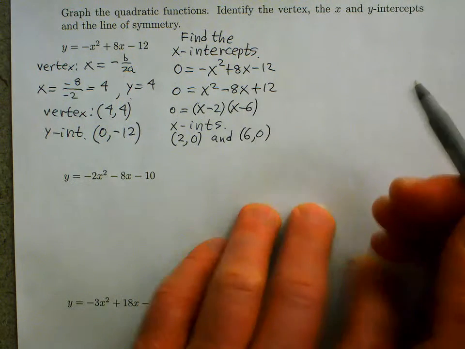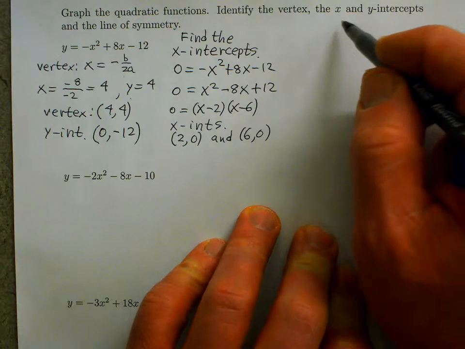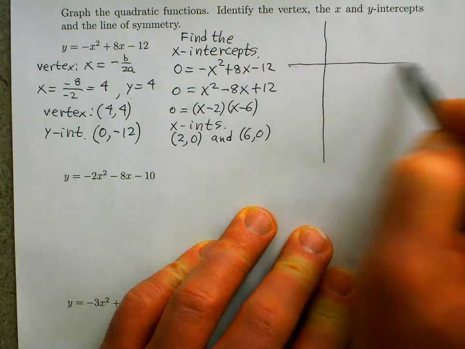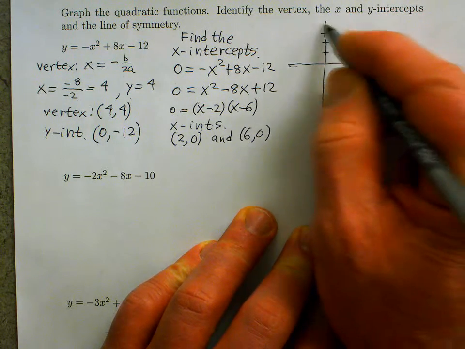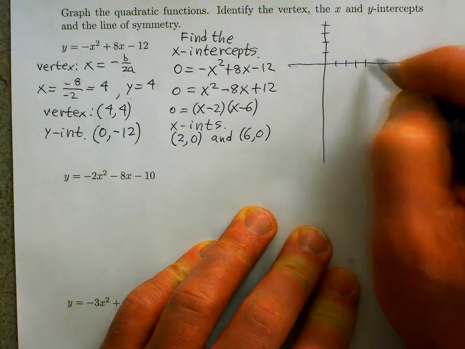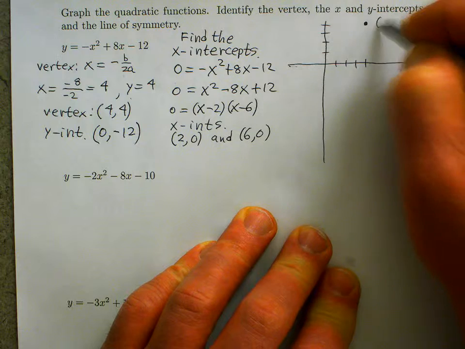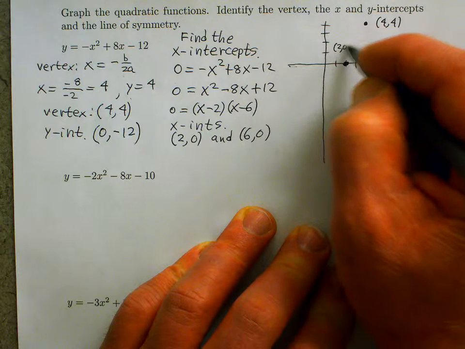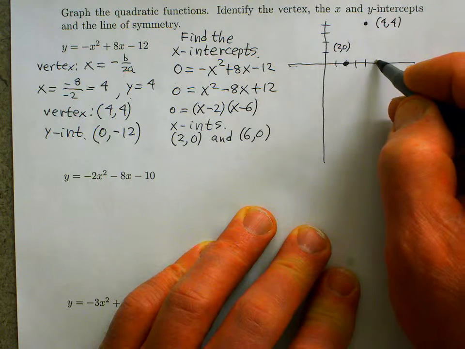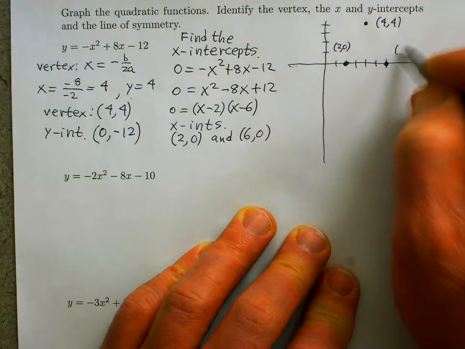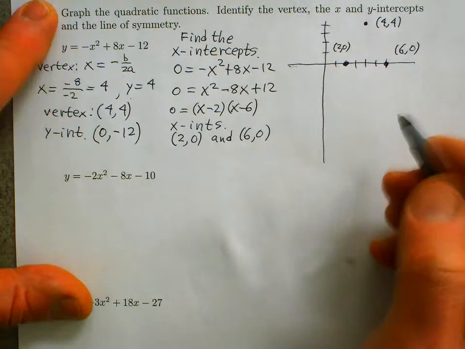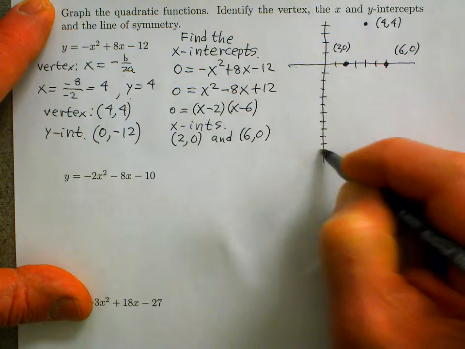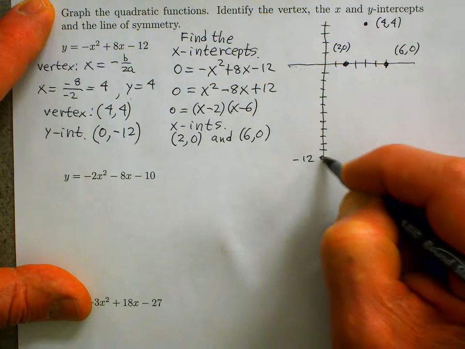That's pretty far down on the grid, so okay, the vertex 4, 4. One x-intercept is 2, 0. The other x-intercept is 6, 0. And the y-intercept (0, negative 12).